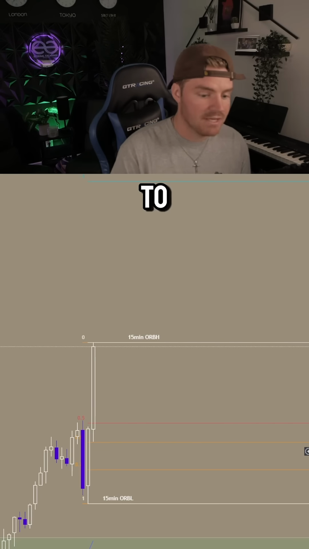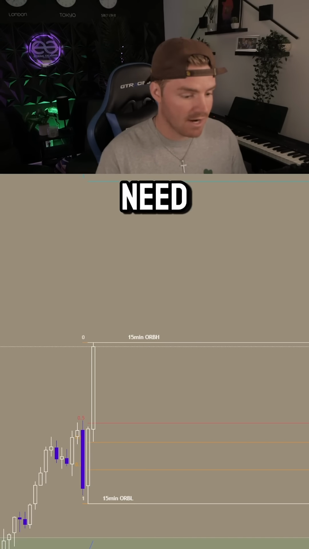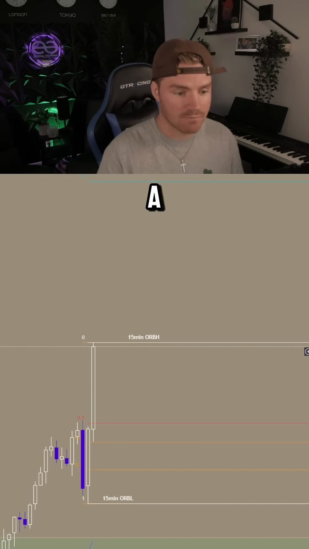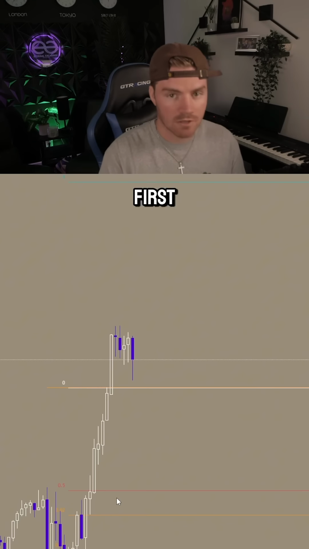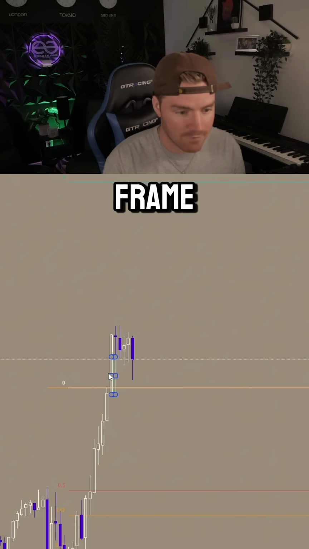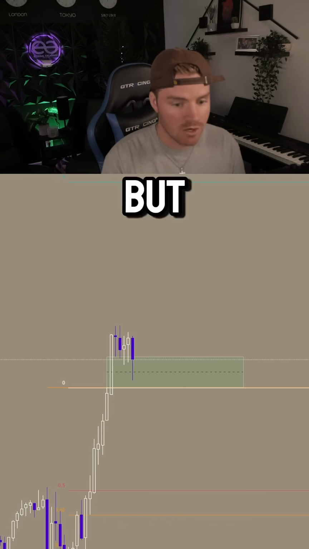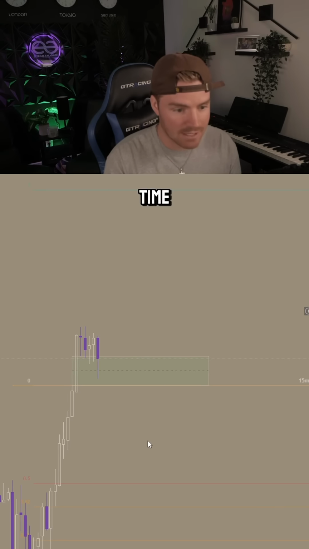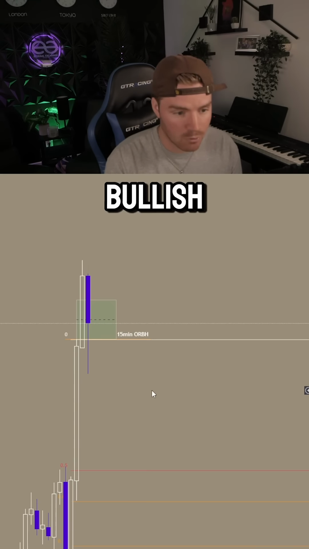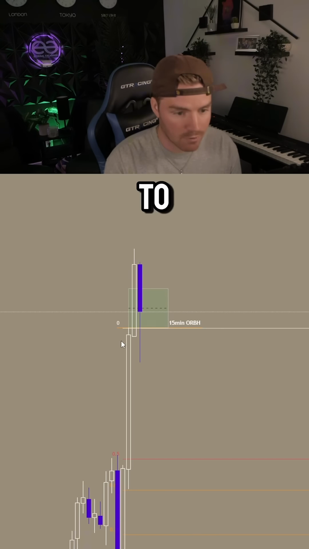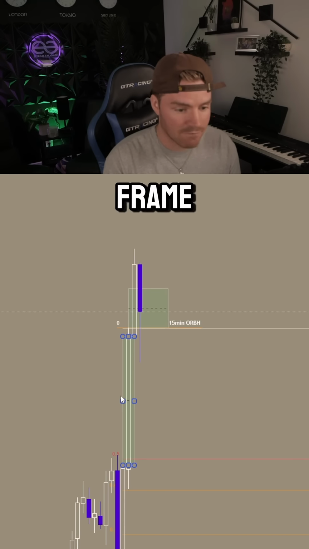But this is now when we need to find our actual entry in the market. So I need to see a break above and a retest of a fair value gap to take my entry. So the first fair value gap I see is on the 1 minute time frame after the break above the opening range. But what I also notice, if I go to the 5 minute time frame, we created a 5 minute bullish fair value gap here.